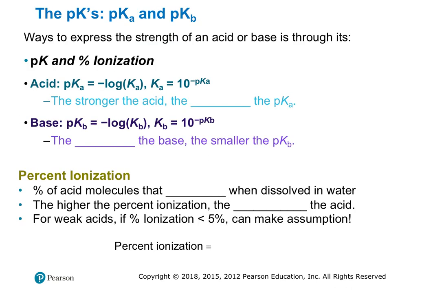So there are a couple ways that we can express how strong an acid or base is. We talked about one, the Ka. So the higher the Ka, that means the stronger the acid.